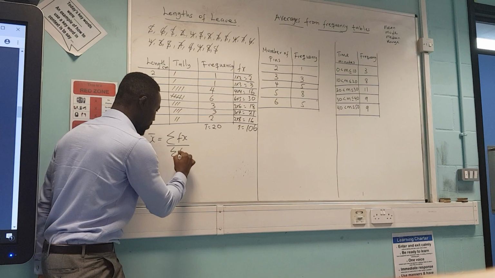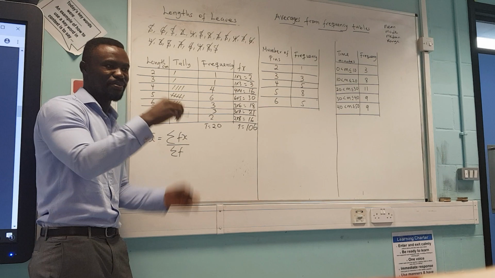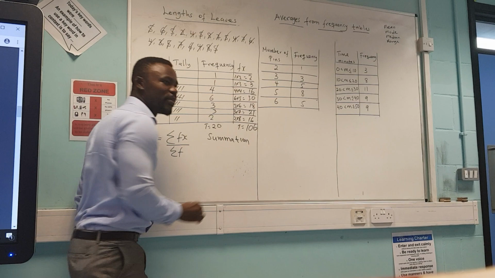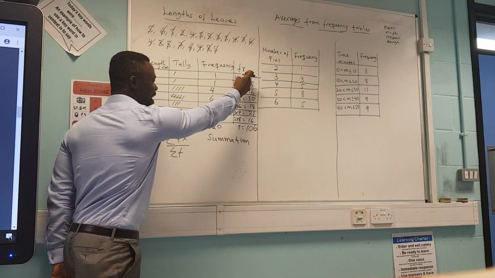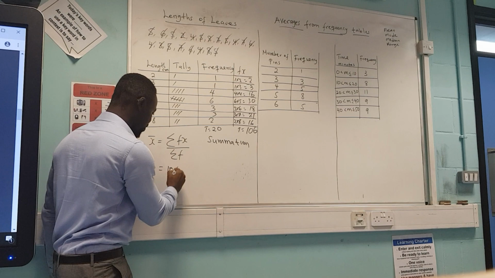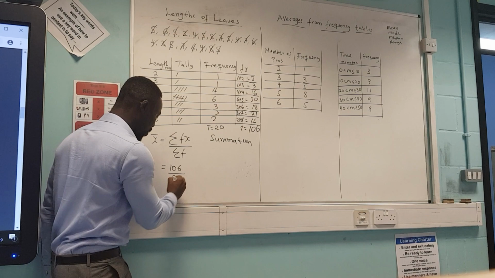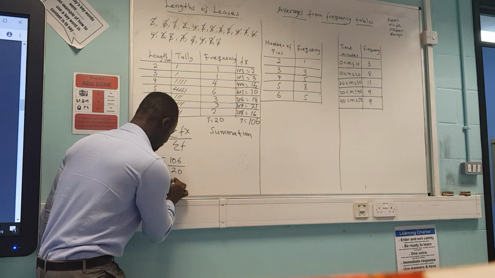This sign here just means summation. Sum. Summation. That's what we call it in maths. Summation just means sum. It means add. So we are adding them. So here we have added them, and what did we get? 106. So this will be 106 divided by how many were there all together? 20. So what is 106 divided by 20? 5.3. So our mean equals 5.3.